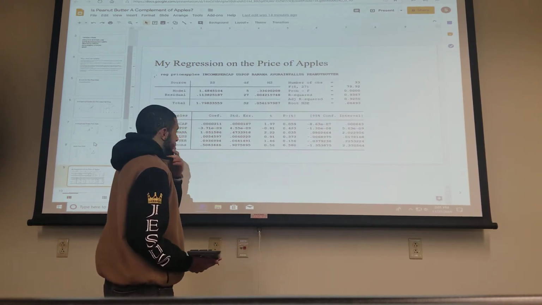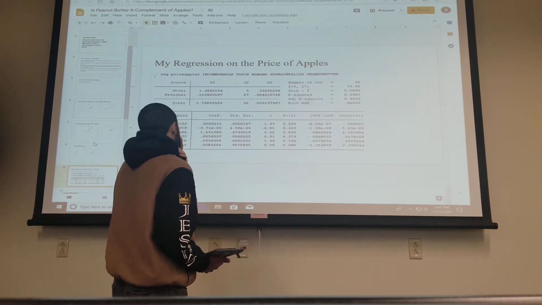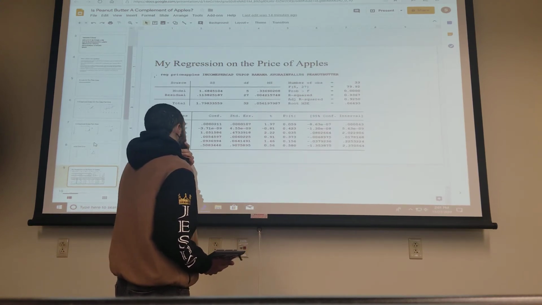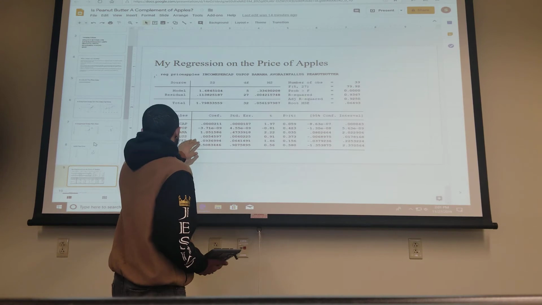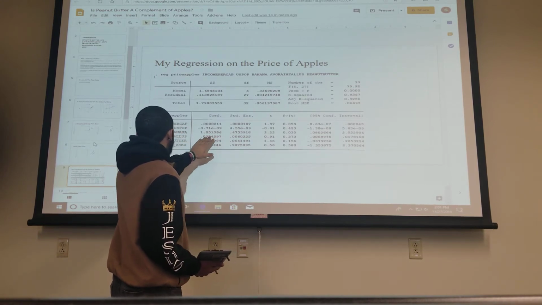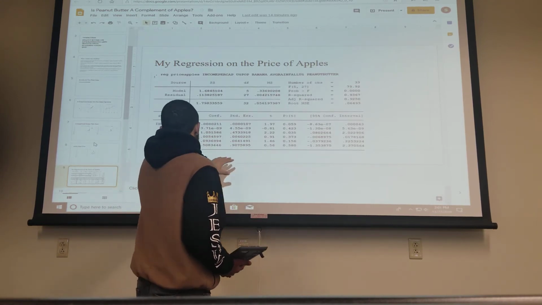So as the population rises, people actually buy fewer apples, so that's kind of weird. And then we had a couple other things going on. Banana was quite large, and it was statistically significant, so that was good.